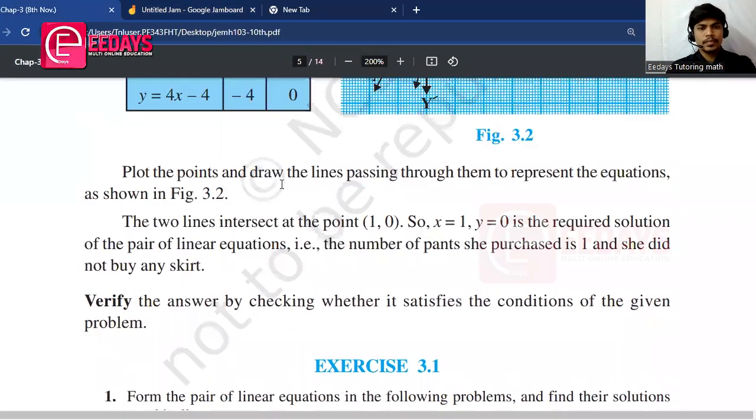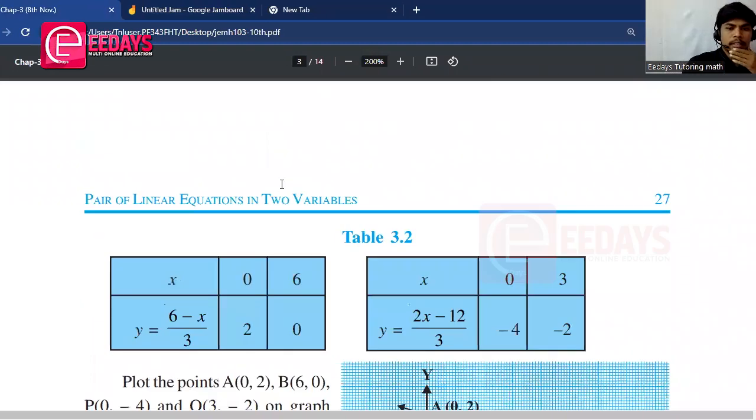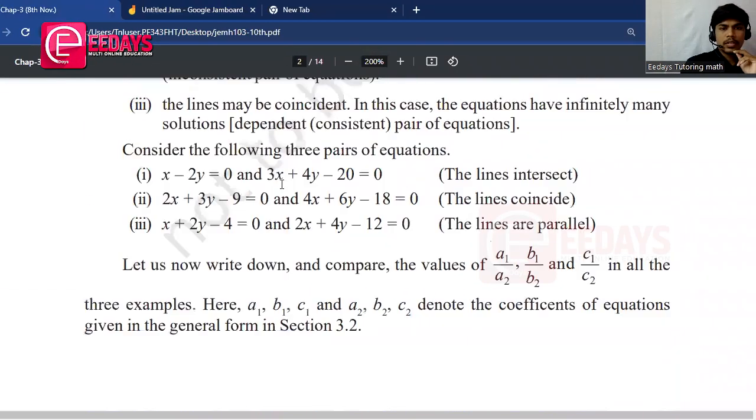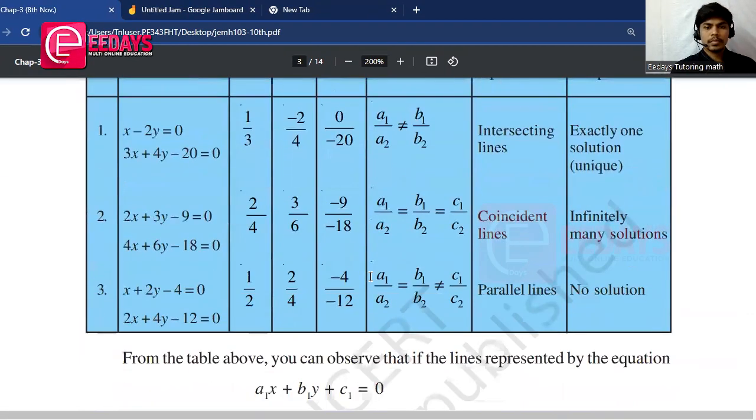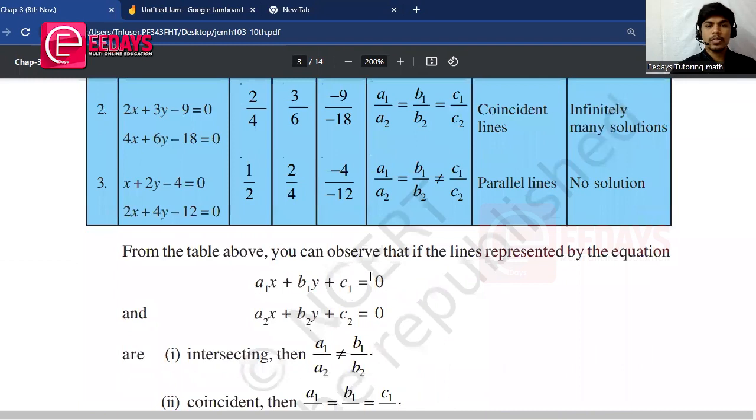I hope you understand. Let's see where the inconsistent words are. In this ratio, a constant pair is nothing but intersecting at a single point. Inconsistent is nothing but parallel lines. In this case, there is no solution. We call it an inconsistent pair of linear equations. All right. Parallel lines, a1 by a2 is equal to b1 by b2, not equal to c1 by c2, has no solution.